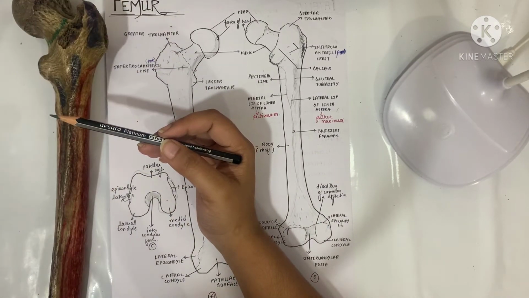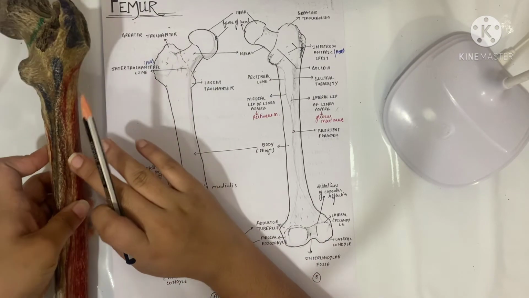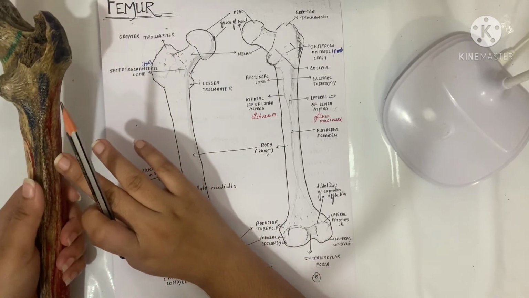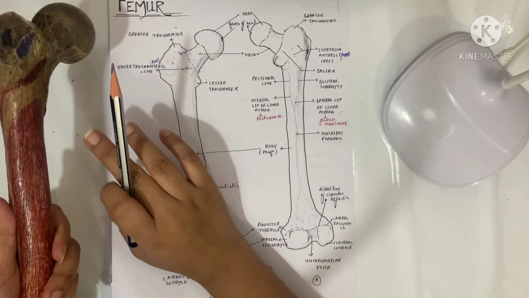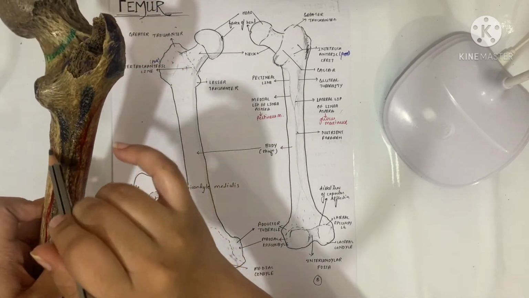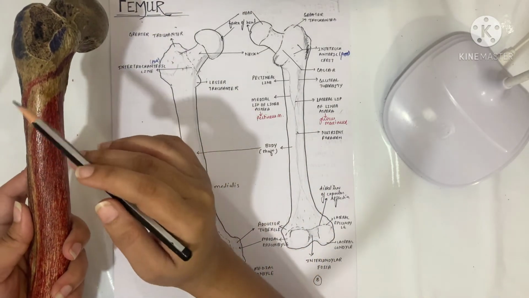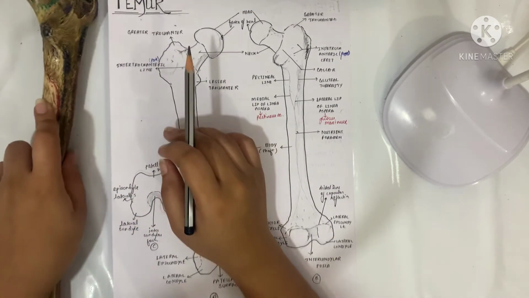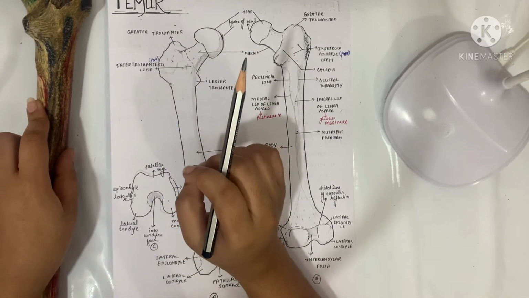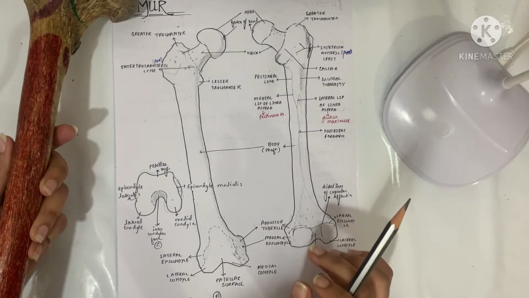It is flattened posteriorly. See, it is flattened posteriorly, having a posterior surface. The posterior surface is bounded laterally by the gluteal tuberosity and medially by the spiral line. This is the spiral line, and laterally by the gluteal tuberosity. The pectineal line of the femur is a rough line on the posterior surface.